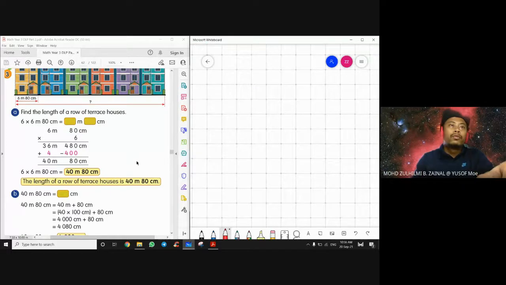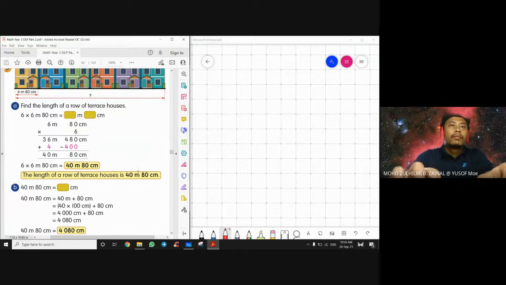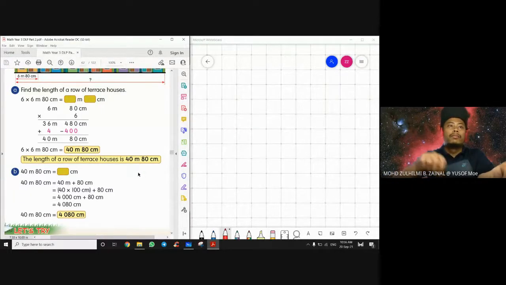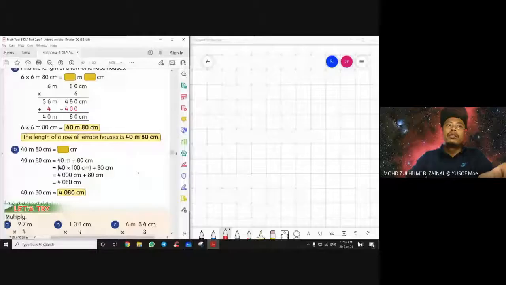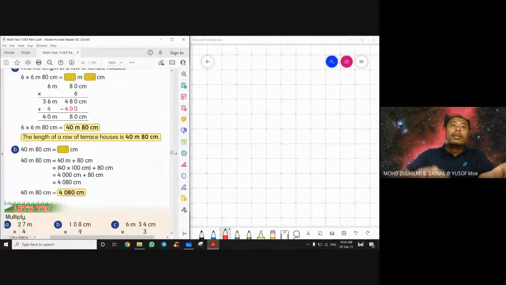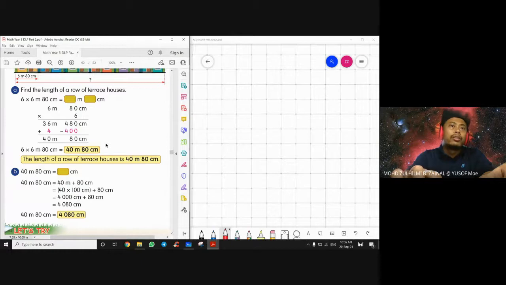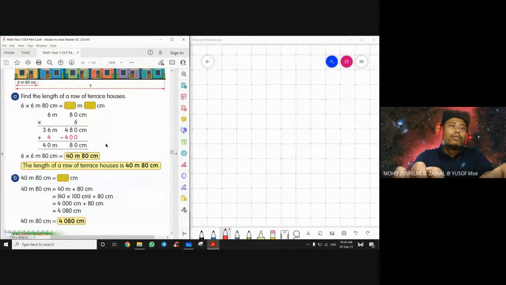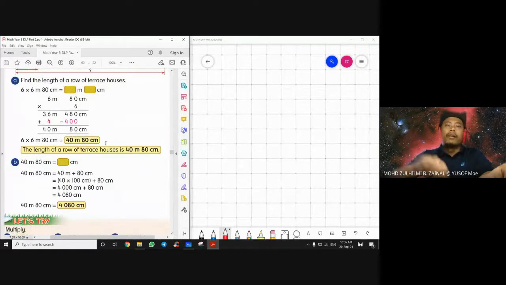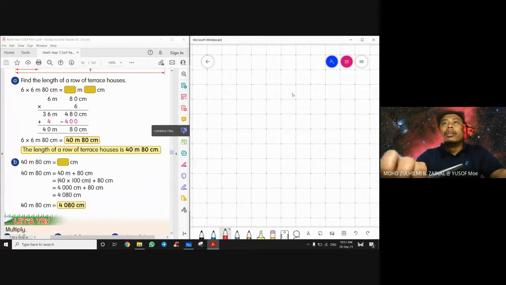Okay, let's move to the last question. Question B. Okay, this one, yang ni pun ada combine unit juga. Dia ada 40 meters, 80 centimeter. Okay, yang ni is the continuation of the, this is the calculation. Oh, it said to put, ingatkan apa. Okay, dia nak kamu tukar dalam centimeter only.